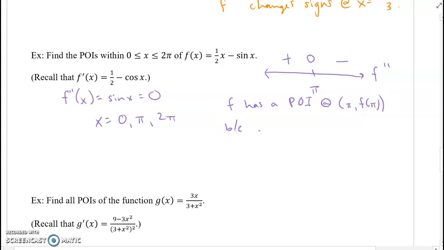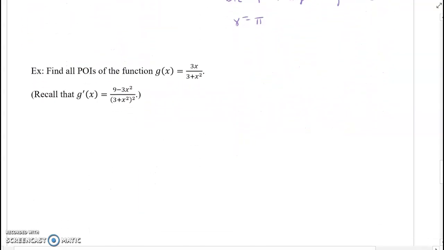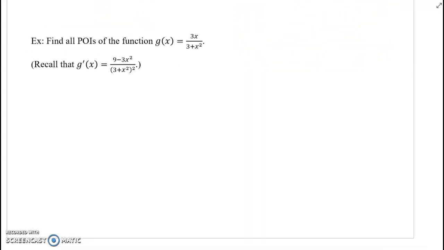And for the same reason, because f double prime changes signs at x equals pi. Again, that key word there is changes. We have to see that change in sign, S-I-G-N, right? Once again, we have the first derivative already of this function. We did that last time. So we'll find the second derivative.